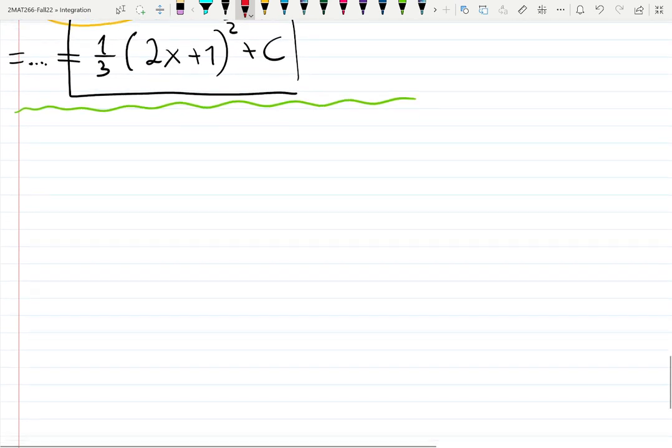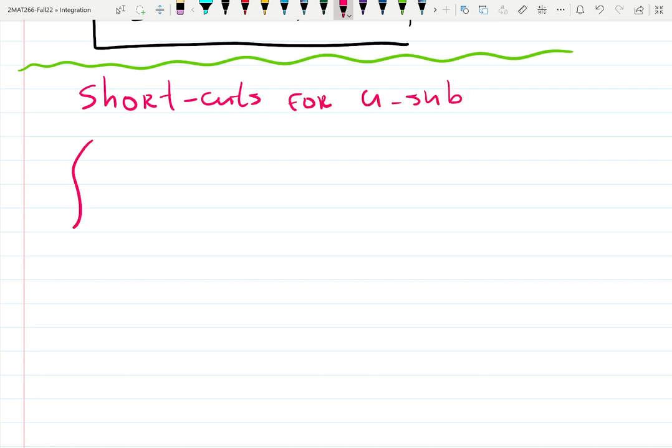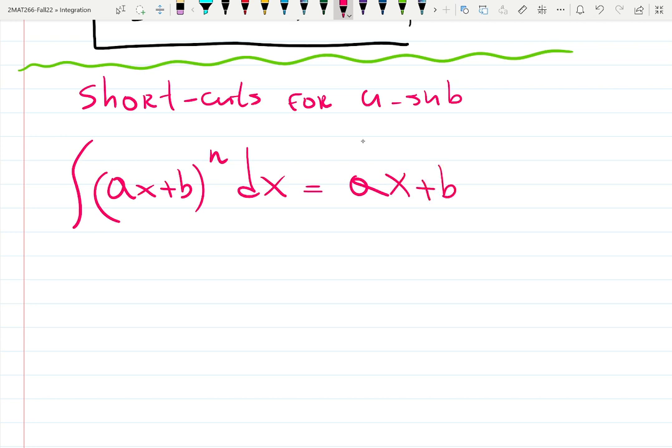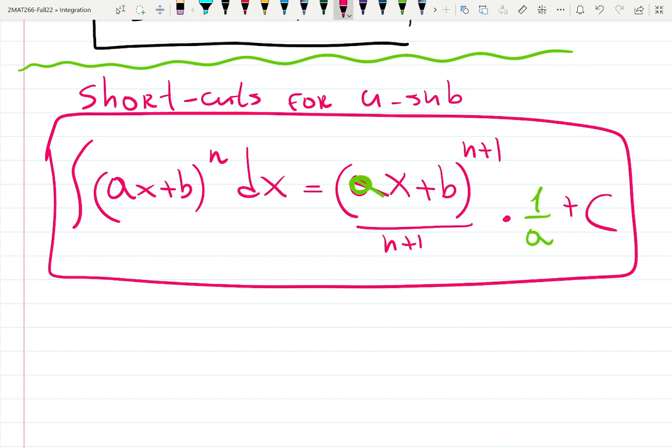This is actually a good example of a shortcut. Good job for anyone who noticed, and good job for everyone in general. If you remember, we just learned shortcuts for u substitution. This one can be used for this example. The integral of (ax plus b) to the n dx equals (ax plus b) raised to the new power n plus 1, over n plus 1, divided by the leading coefficient a, plus c. This is what we learned last time. So this integral actually falls into the idea of the shortcuts.